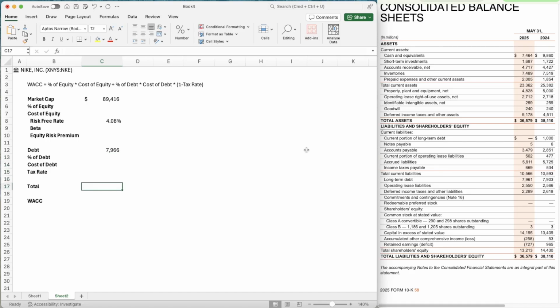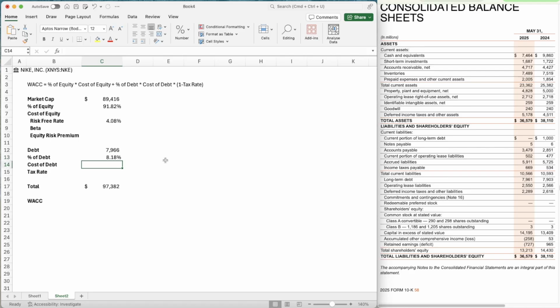We now know what the total is. We go market cap plus the debt, meaning the percentage of equity is now the market cap divided by the total. Do the same for the debt, percentage of debt. So it's nearly 92% equity and just over 8% debt.